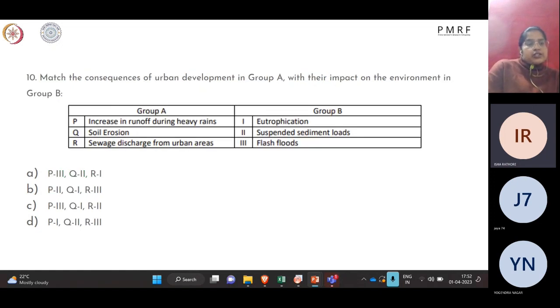So, moving on to question 10. You need to match the consequences of urban development in Group A with their impact on the environment in Group B. So, we have consequences of urban development and their impacts in Group B. So, you need to match Group A with Group B.